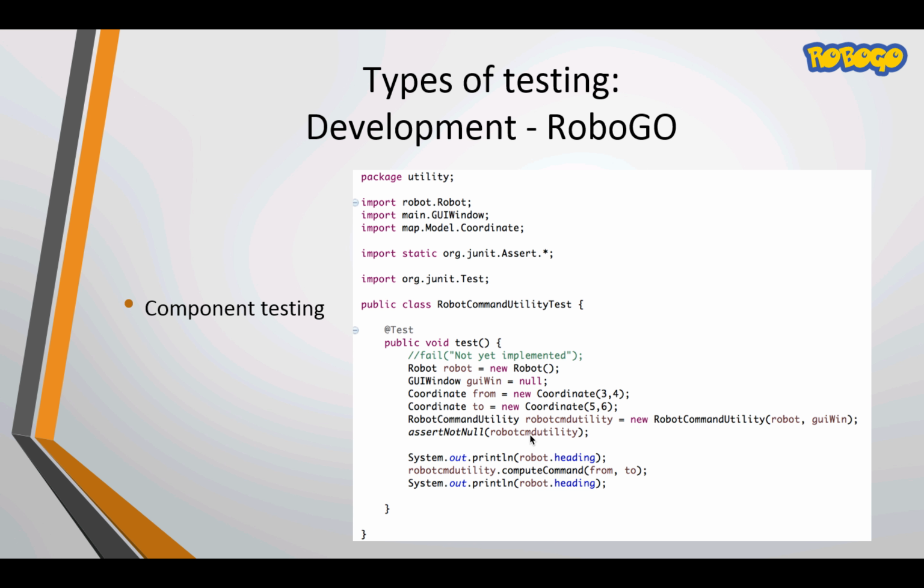Secondly, we have component testing. Component testing is to test one or more classes which work together. So in this test class, we are calling multiple classes, which are Robot, GUI window, and Coordinate class, followed by testing them together to see if they work accordingly.